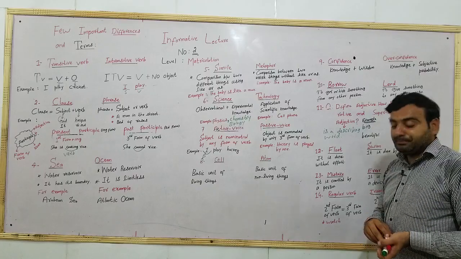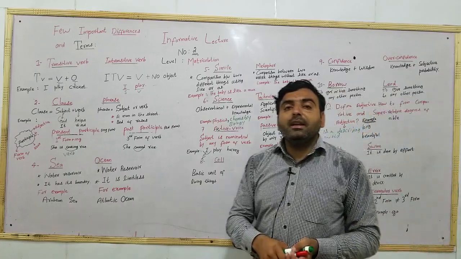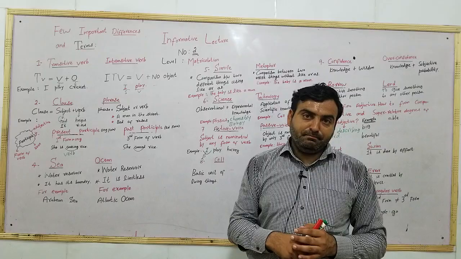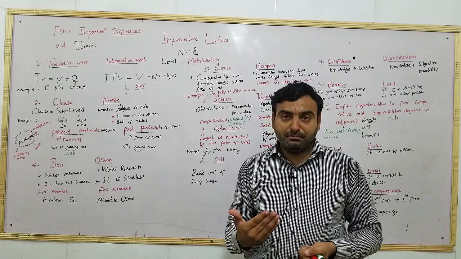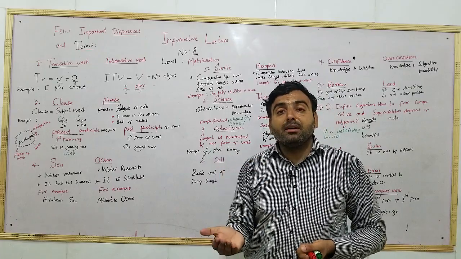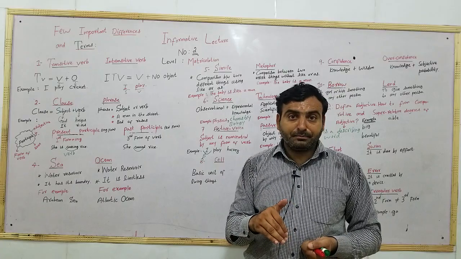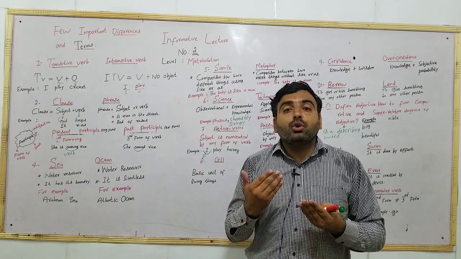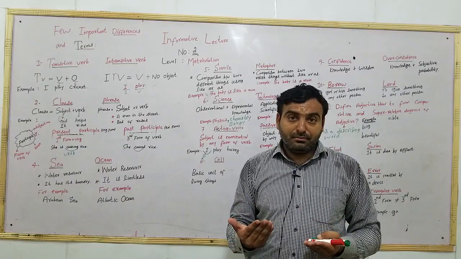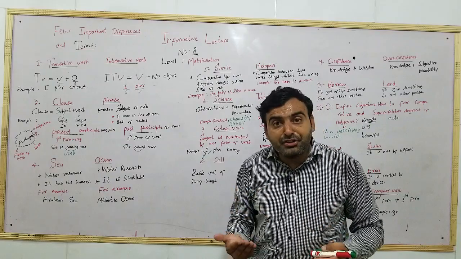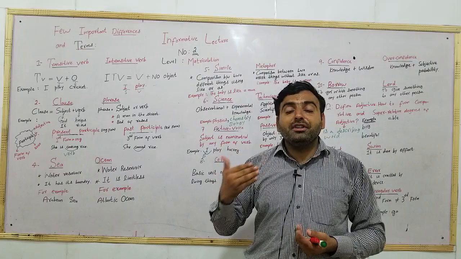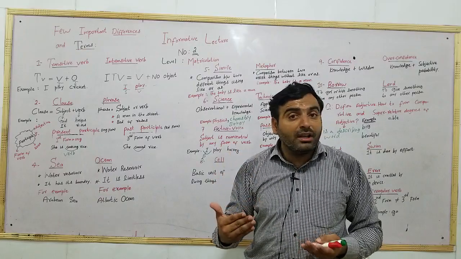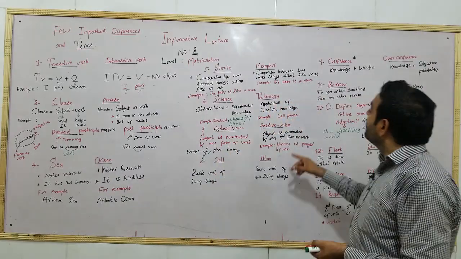For example, he is wearing a white turban. Here white is an adjective. It is describing the pronoun he. Similarly, Ali is a good boy. Here good is an adjective. Good is an adjective because it is describing Ali, and Ali is a noun.